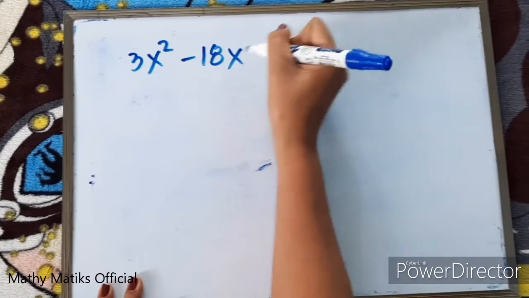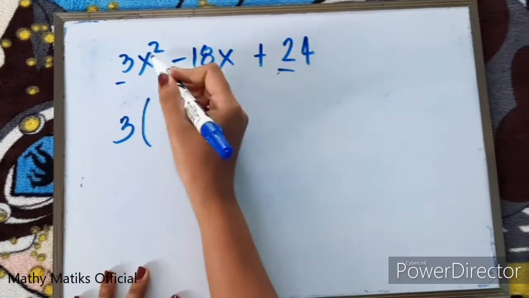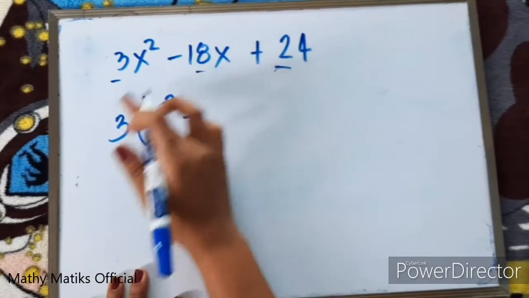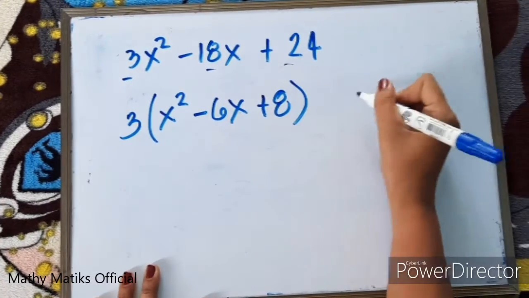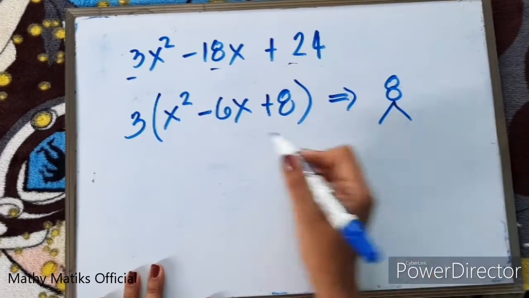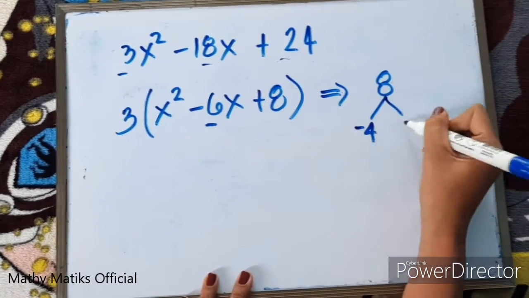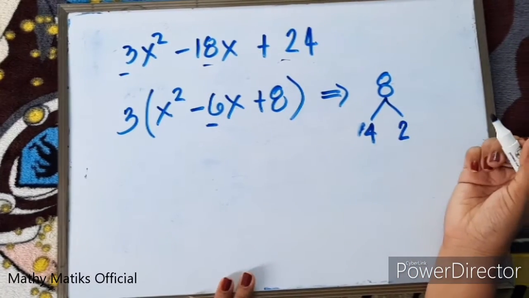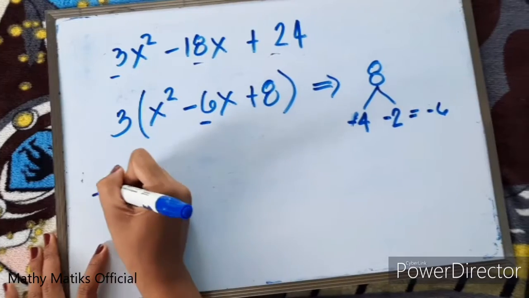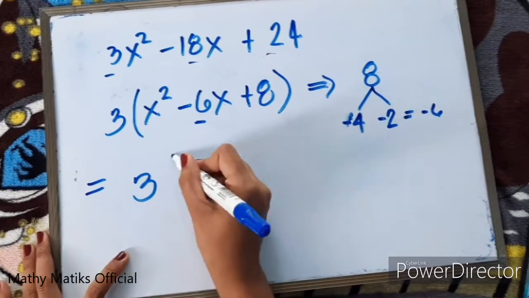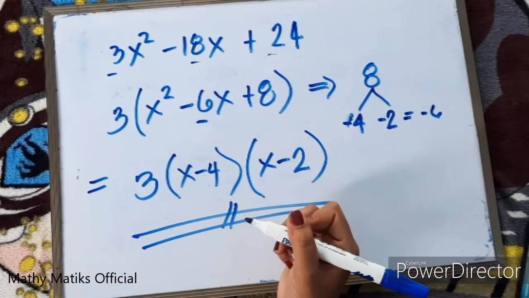Next, let's have 3x squared minus 18x plus 24. Notice that each term can be divided by 3, right? So let's first divide 3x squared by 3, which is x squared; negative 18x divided by 3 is negative 6x; and positive 24 divided by 3 is 8. This is where we get the factors of 8 which, when added, equal negative 6. So we have 4 and 2. This will be negative 4 and negative 2, since negative 4 plus negative 2 is equal to negative 6. So the factored form of 3x squared minus 18x plus 24 is 3 times the quantity x minus 4 times the quantity x minus 2.